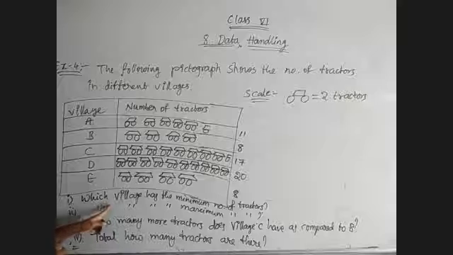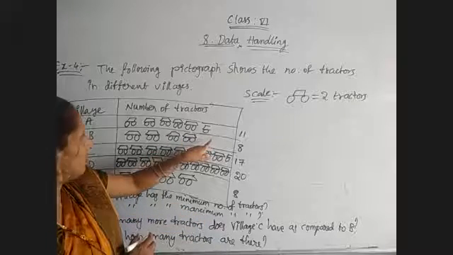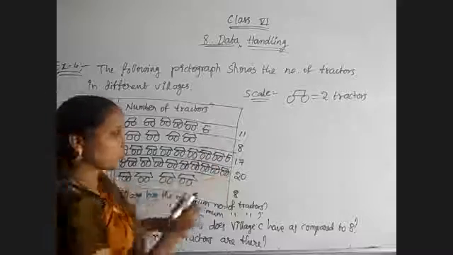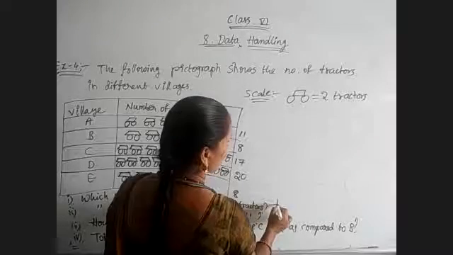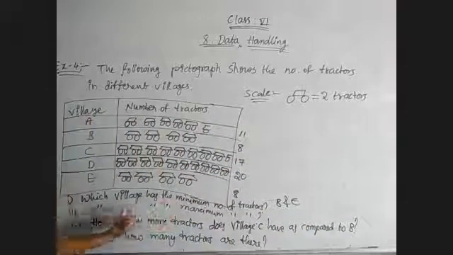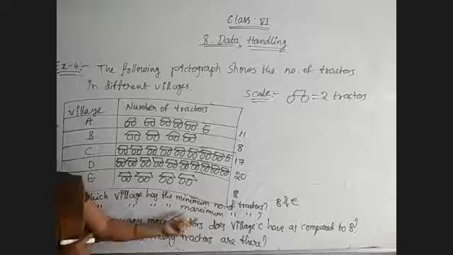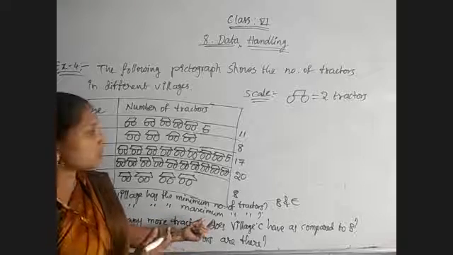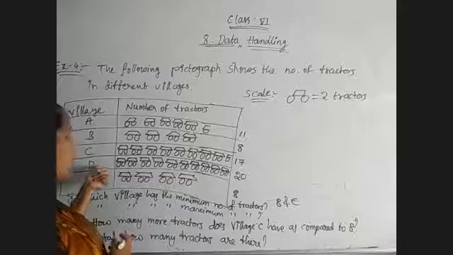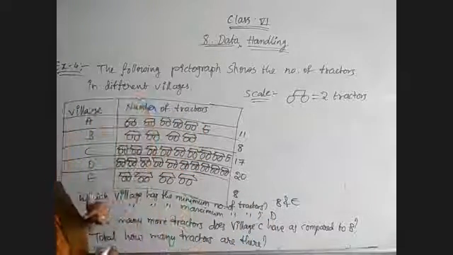Now first question, which village has the minimum number of tractors? Observe B and E both have 8 tractors. So two villages have the least number of tractors, those are B and E. So we need to write it completely in a sentence. Next, which village has the maximum number of tractors? Maximum means more number. So here 20 is the most, and 20 tractors are there in village D. So we write: village D has the maximum number of tractors.